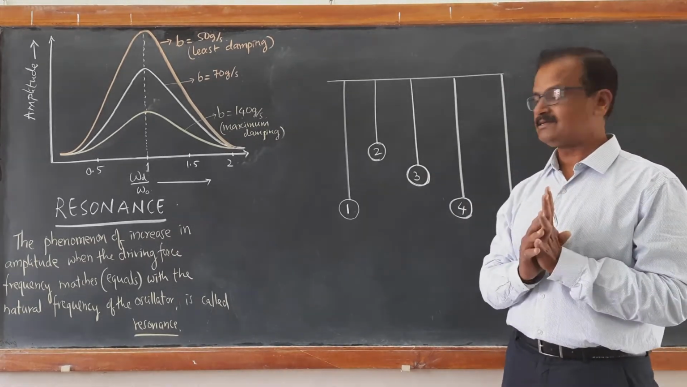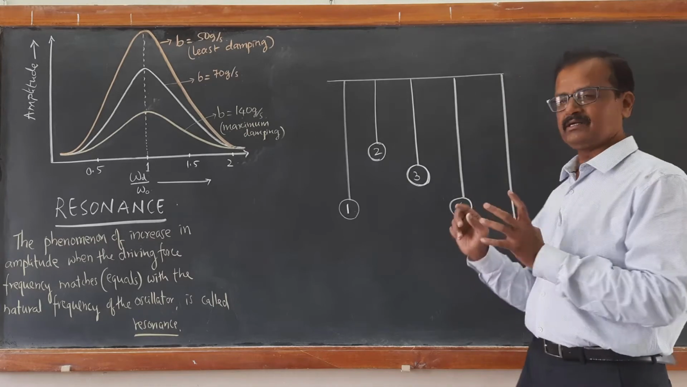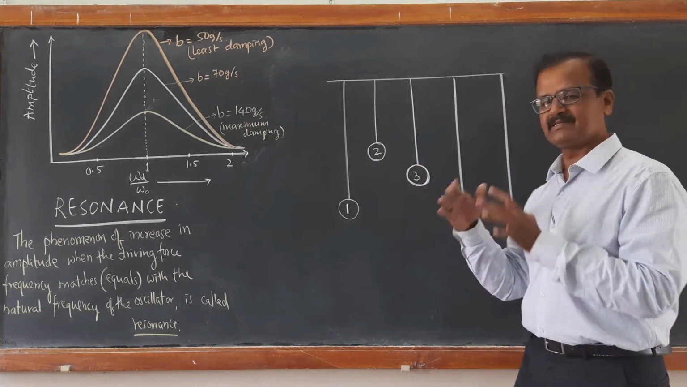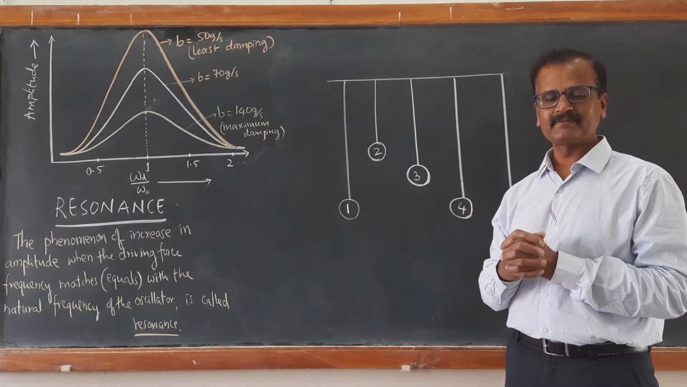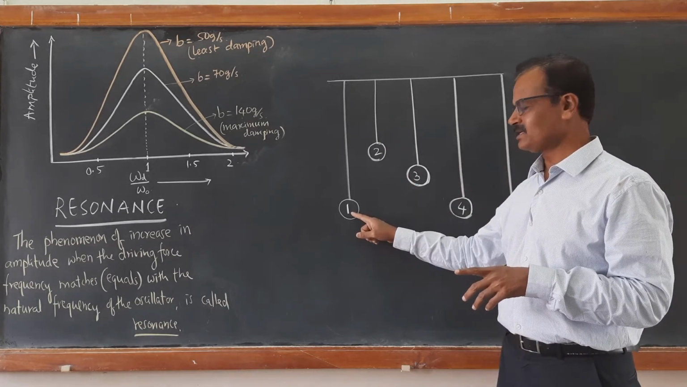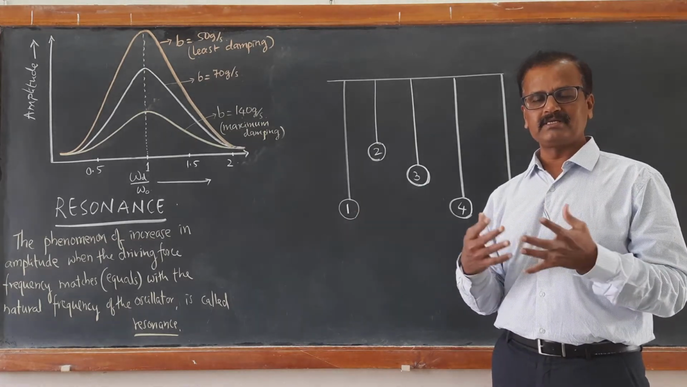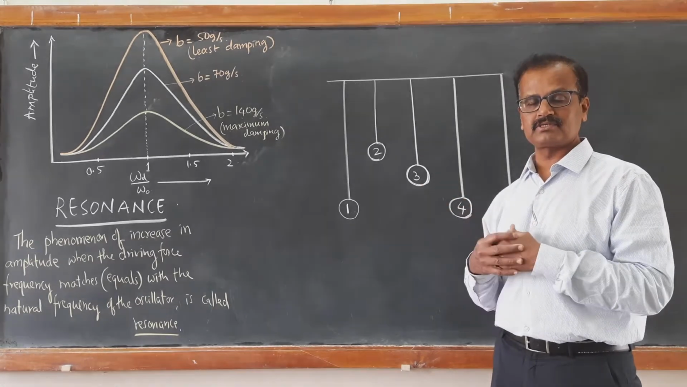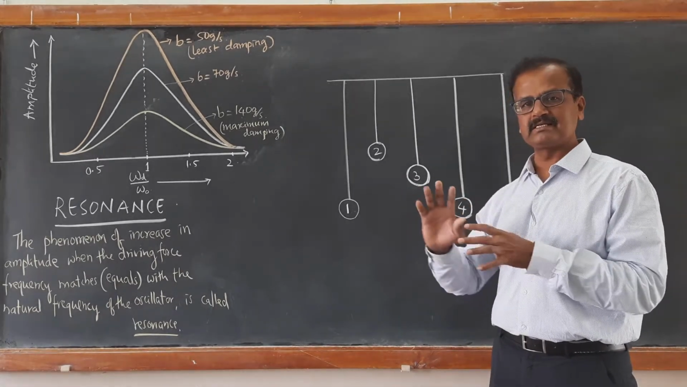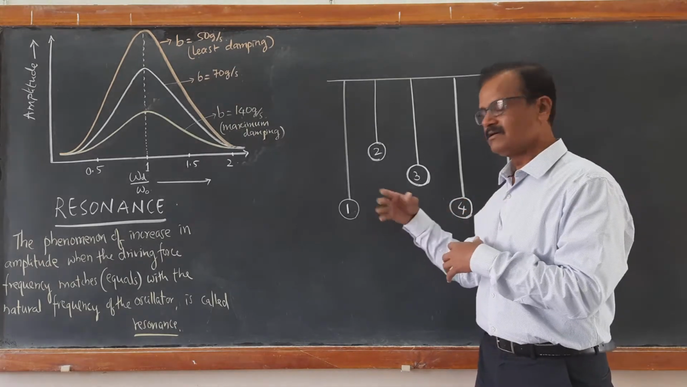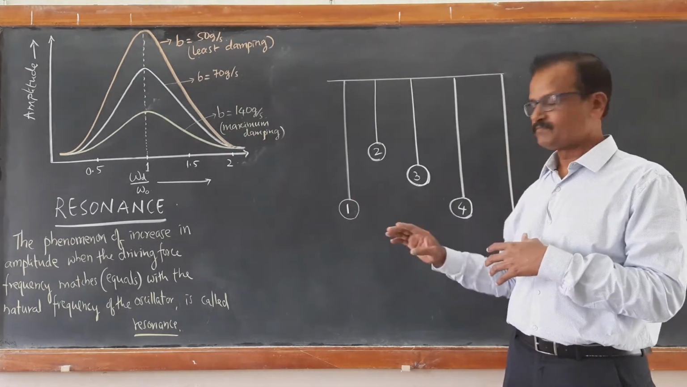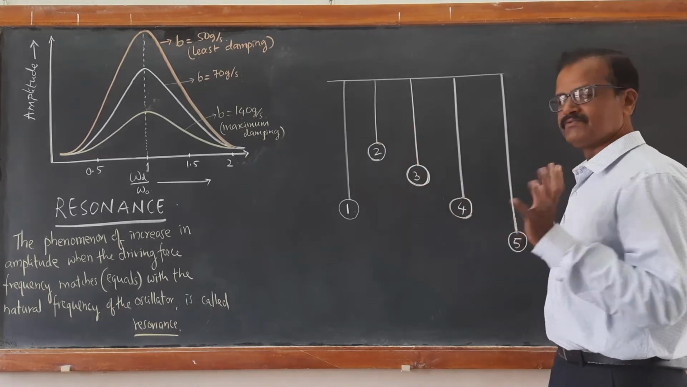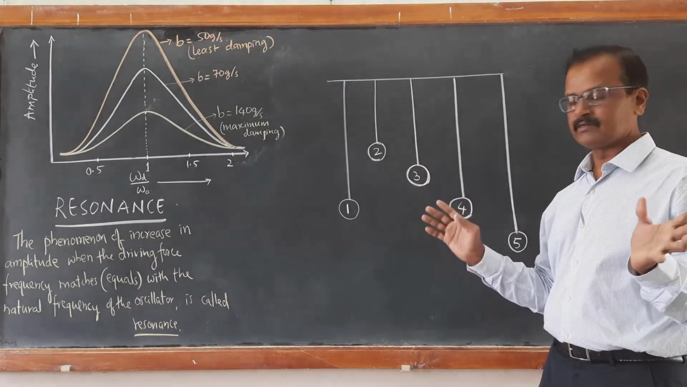A very interesting thing is that the first one and the fourth one will start oscillating with maximum amplitude, because here the first one gives the frequency. It acts as an external force. It is sending the signal. It is sending the energy. The energy is transferred from the first to the second, third, fourth and fifth slowly, one by one.